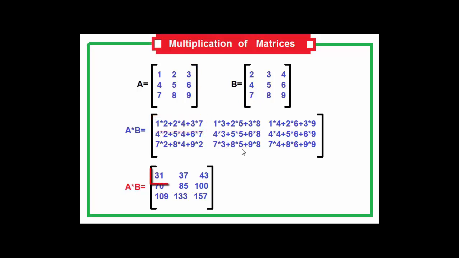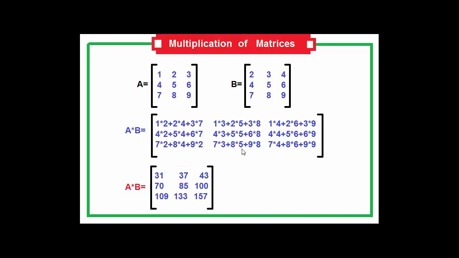is 31. Then we will multiply and add the first row of matrix A, that is 1, 2, 3, with the second column of matrix B, that is 3, 5 and 8. So the expression will be 1 into 3 plus 2 into 5 plus 3 into 8 to form the second element, that is 37.